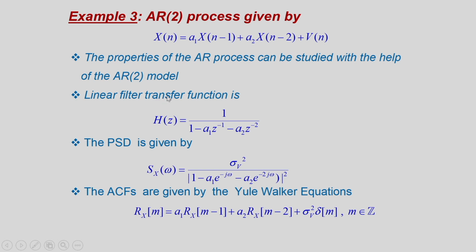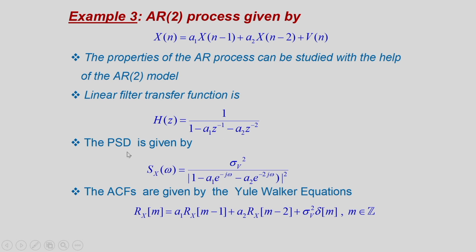Let us see first the linear filter transfer function corresponding to this process. The linear filter transfer function is given by 1 divided by 1 minus a1 z to the power minus 1 minus a2 z to the power minus 2. So, this is an all pole model, it has 2 poles.